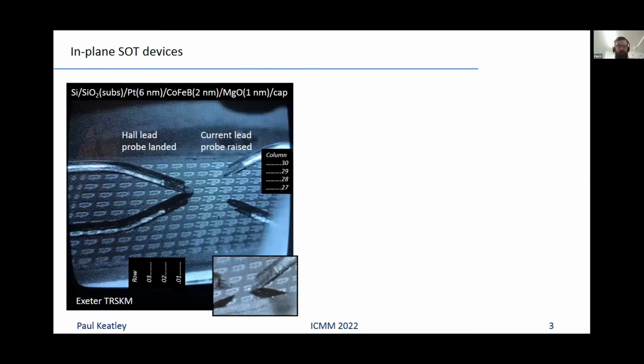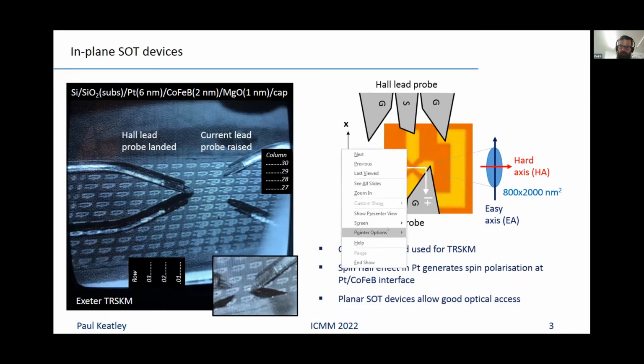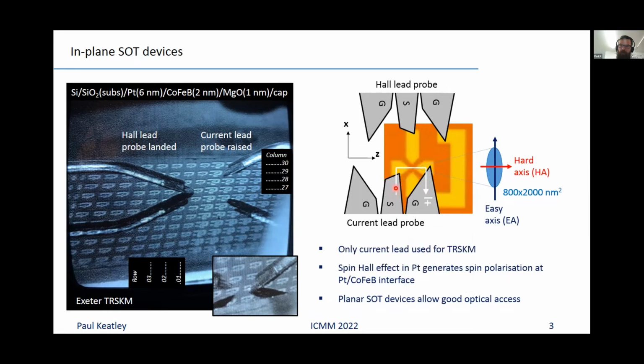So this is how our devices look. They're platinum based: a 6 nanometer layer of platinum with a cobalt iron boron ferromagnet on top, which is 2 nanometers thick. We make electrical connections using microwave probes, as shown in this photograph. The schematic shows that we're passing our currents through the signal line to the ground through the wider electrical contact. At the center of this Hall cross of platinum, we have this microscale ellipse, which is 800 by 2000 nanometers in size. It has an easy axis which is perpendicular to the current direction.